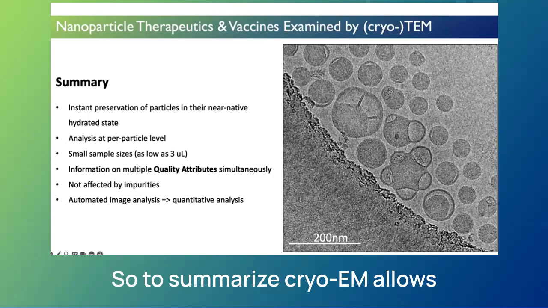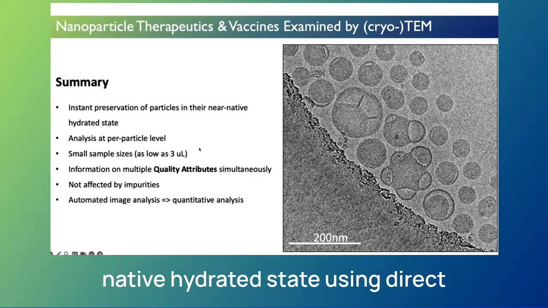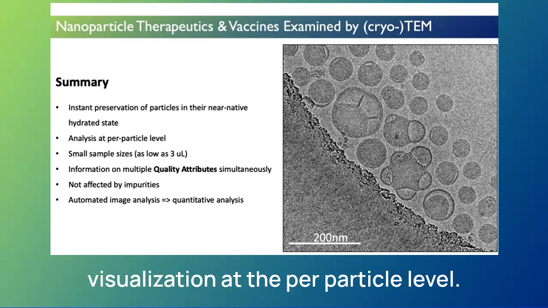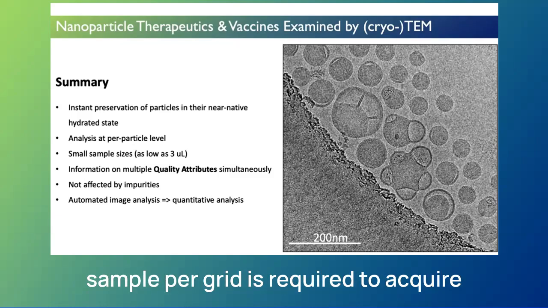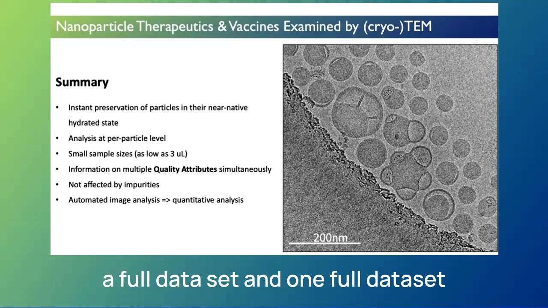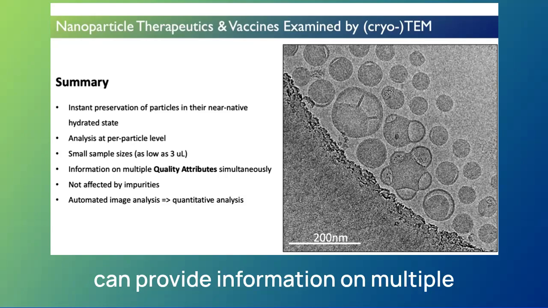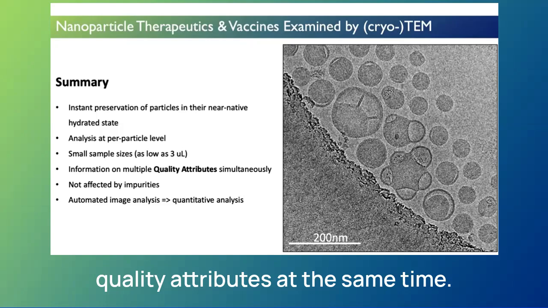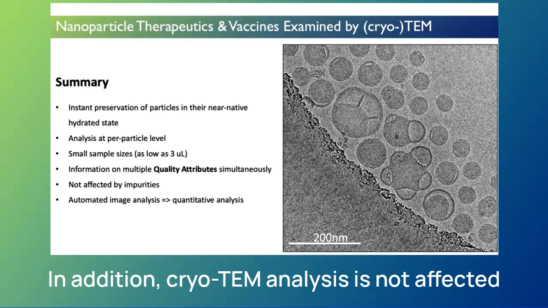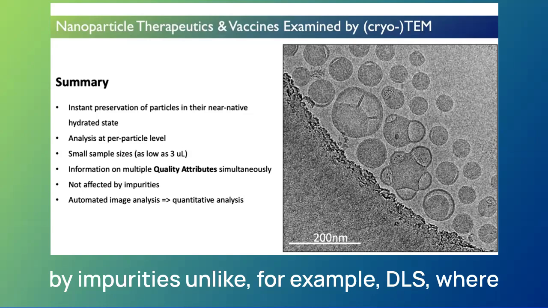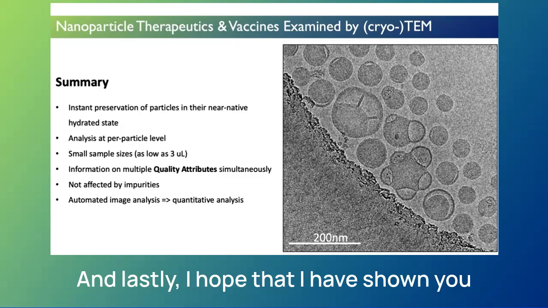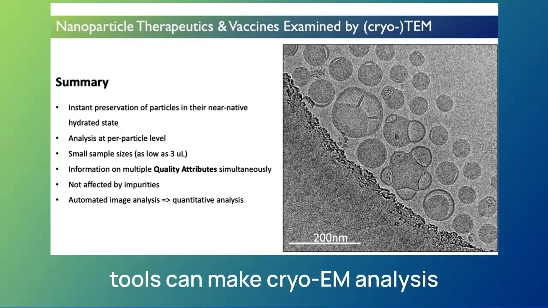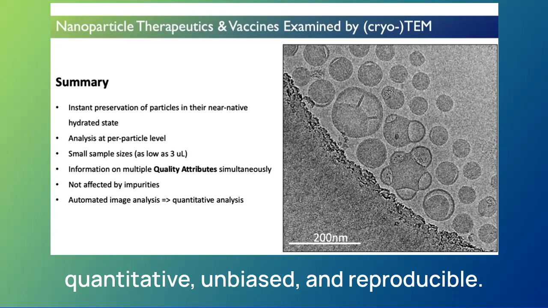So to summarize, Cryo-EM allows us to look at particles in their near-native hydrated state using direct visualization at the per particle level. So only as little as 3 microliters of sample per grid is required to acquire a full dataset, and one full dataset can provide information on multiple quality attributes at the same time. In addition, Cryo-TEM analysis is not affected by impurities, unlike, for example, DLS, where even dust particles can throw off the signal. And lastly, I hope that I have shown you that using automated image analysis tools can make Cryo-EM analysis quantitative, unbiased, and reproducible.